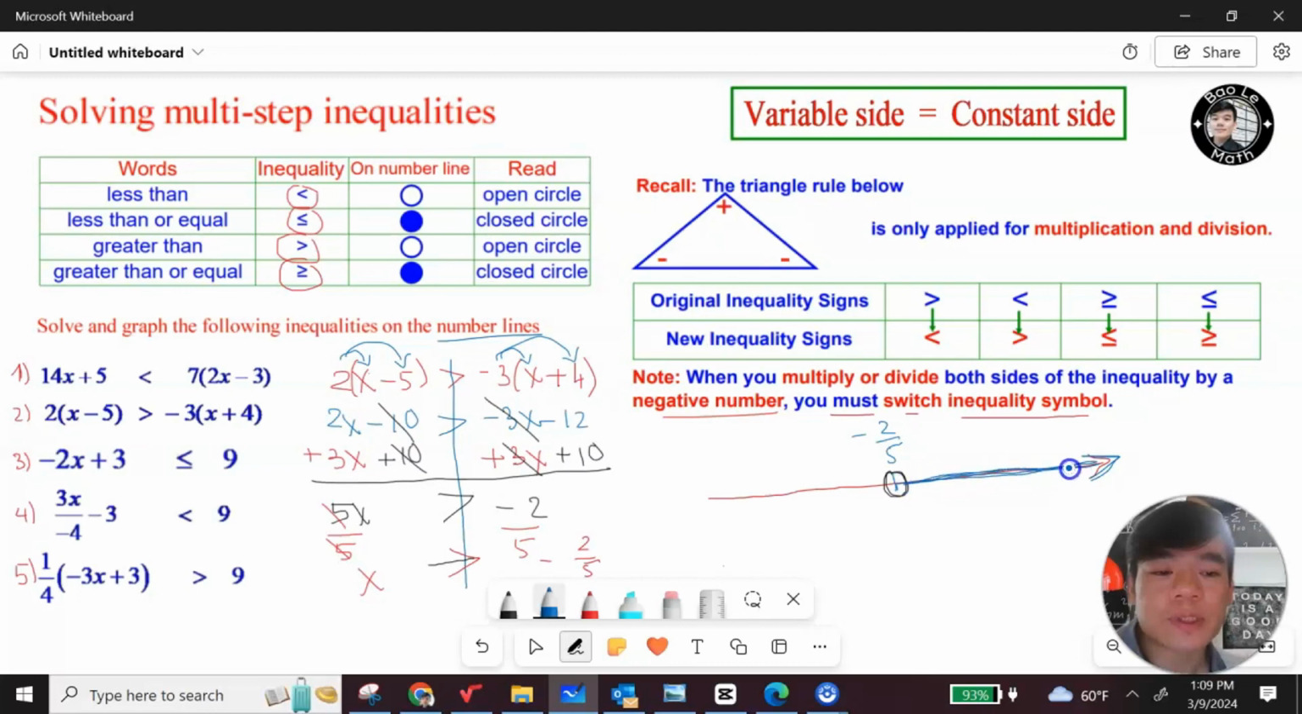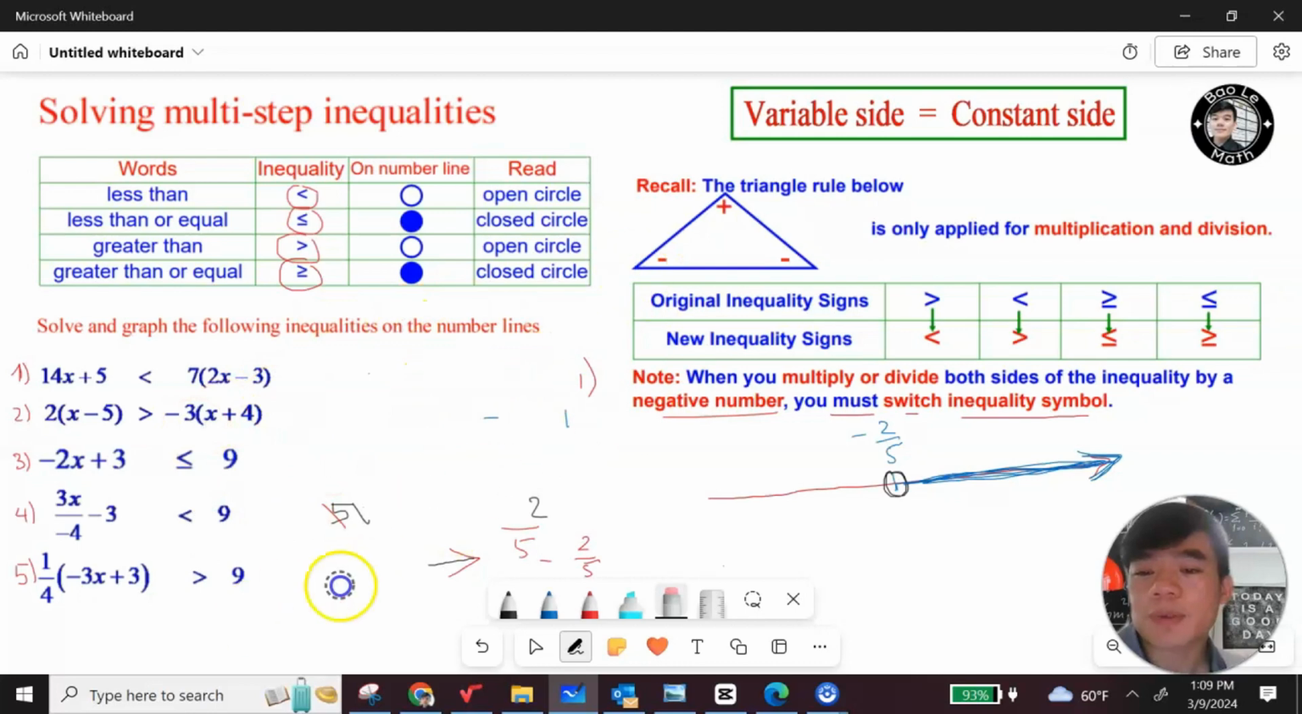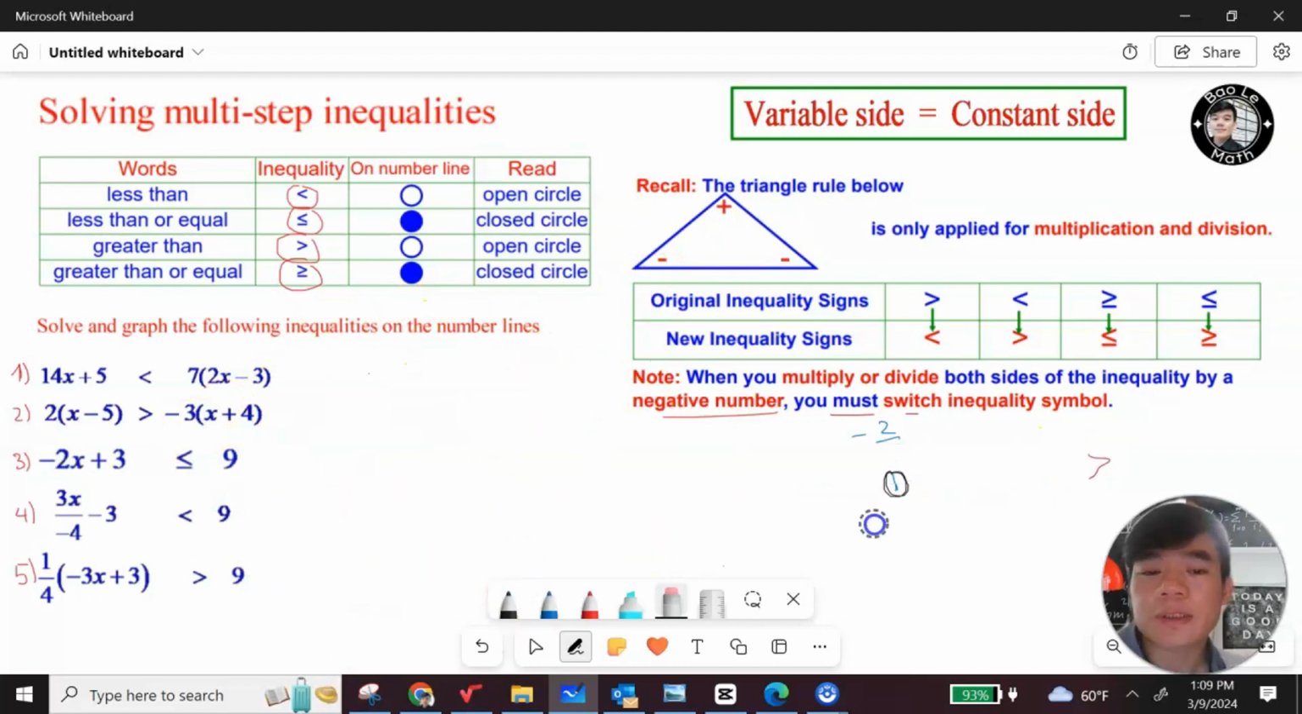Right? This is your solution, the blue one. Alright, I hope you understand the second example. Let's move on to the next example, number 3.